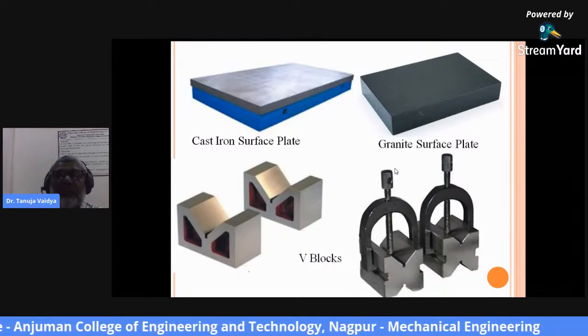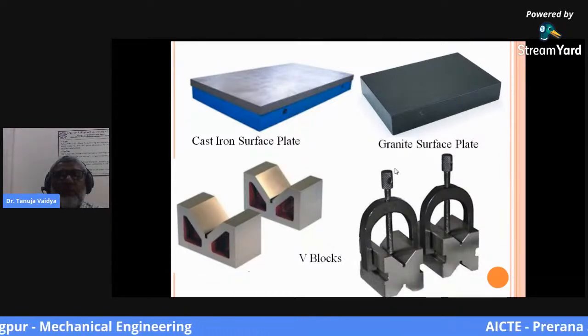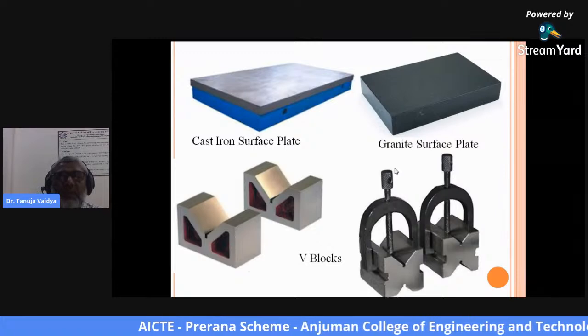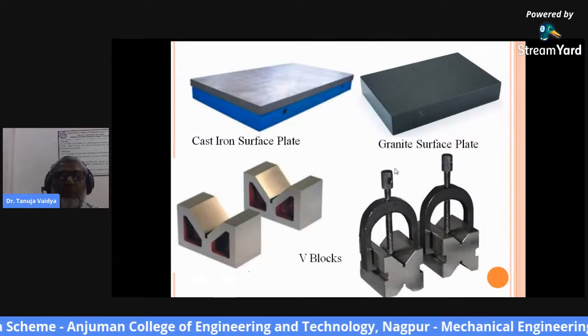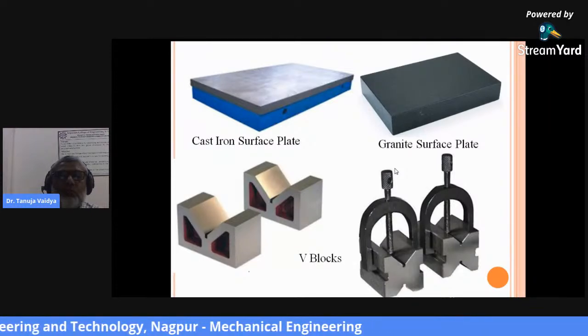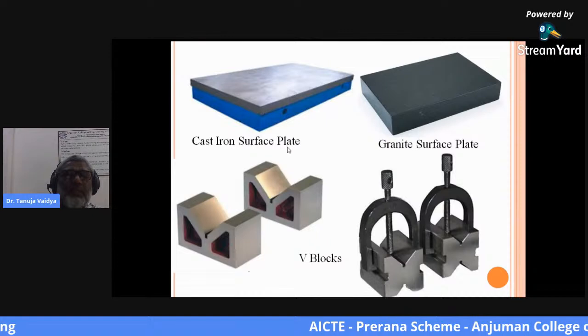And along with the surface plate, there is one more important part which needs to be used along with the surface plate, that is the V block. V blocks generally come in pairs. If the length of the part is more, then you can place that part on the two V blocks, and these two V blocks can be placed on the surface plate.